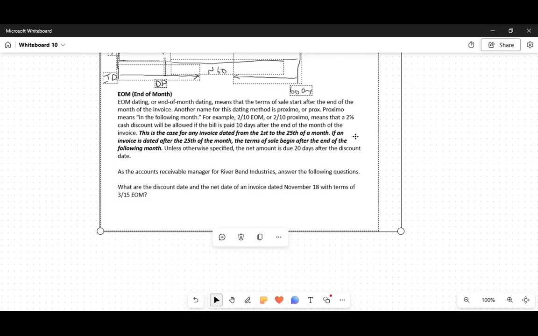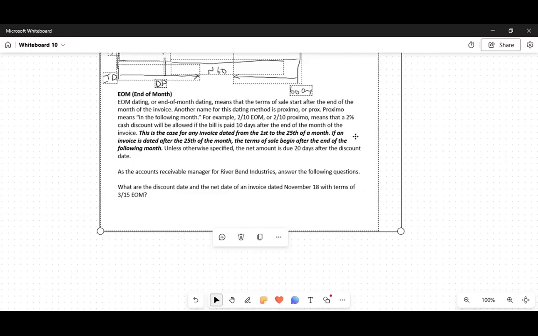This is the case for any invoice dated the 1st to the 25th of the month. For an invoice dated after the 25th of the month, the terms of the sale begin after the end of the following month. So basically, if the invoice is dated from the 1st to the 25th, the terms don't start till the start of the next month, the first day of the next month, or you might say the last day of the existing month.